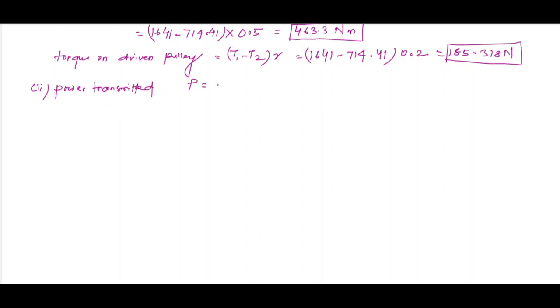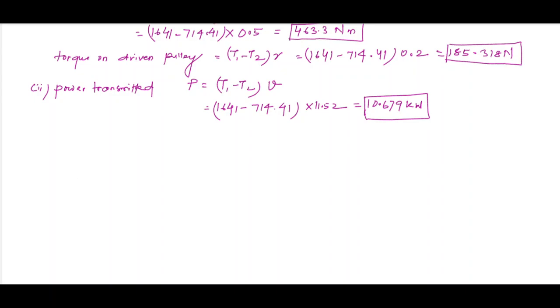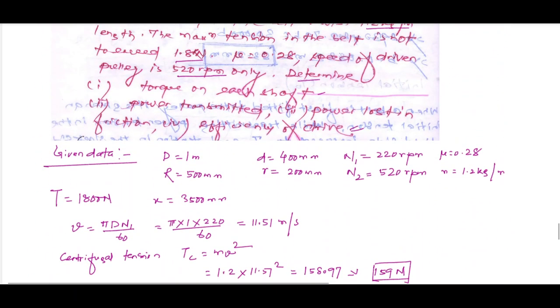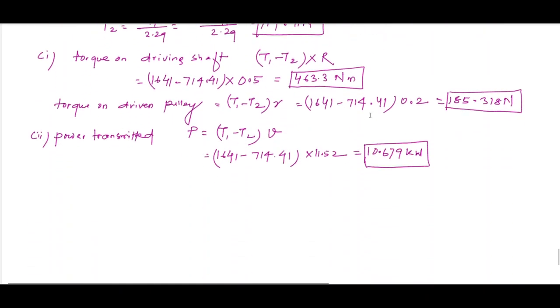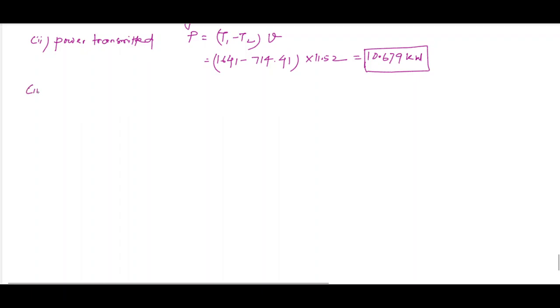Power transmitted P is T1 minus T2 into linear velocity. So 1641 minus 714.41 into linear velocity was 11.52. So it is 10.679 kilowatt. Okay, then third question was to find out power lost in friction. So for that we have to find out, third bit is to find out power lost in friction.